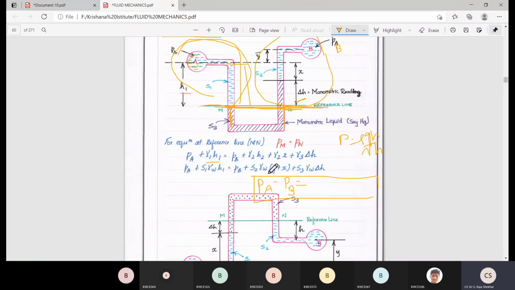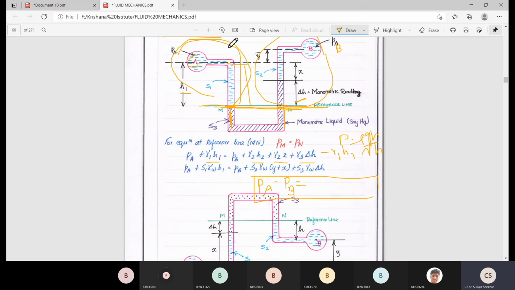So PA minus PB is equal to gamma 2 h2 plus gamma 2 x plus gamma 3 delta h minus gamma 1 h1. So this will be the equation of pressure difference between two sections in a pipe, or two different sections in a different pipe. So this is the relation.